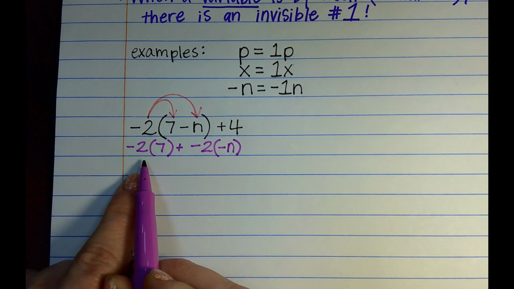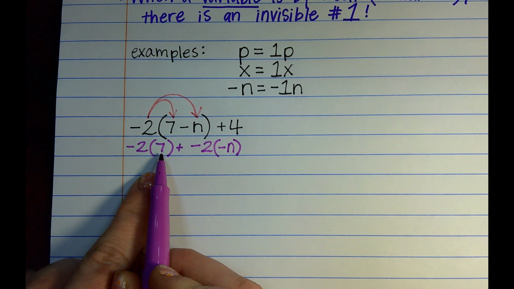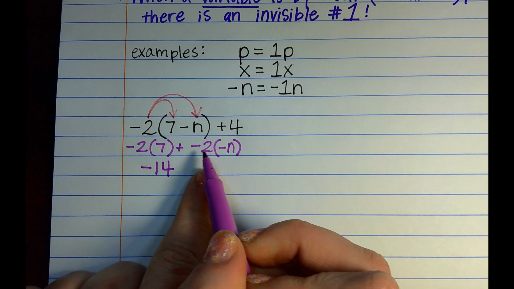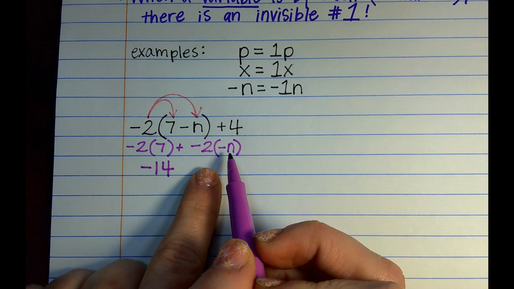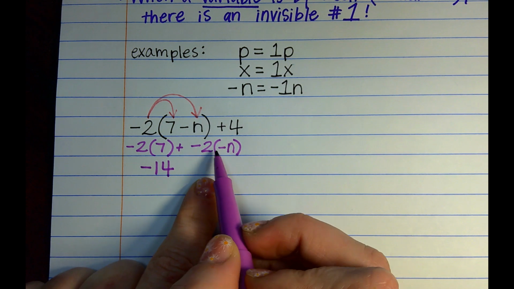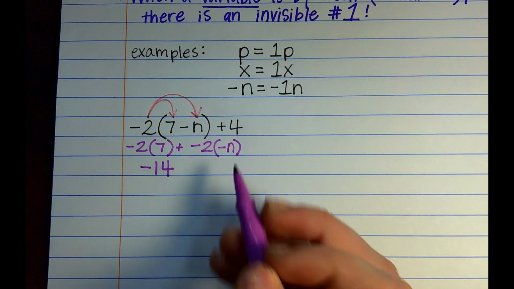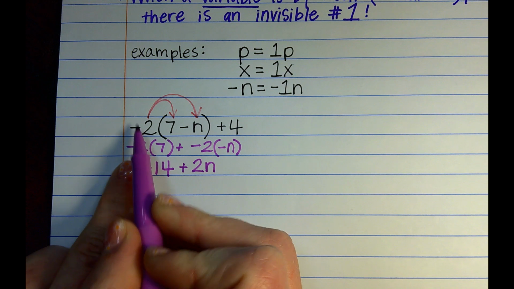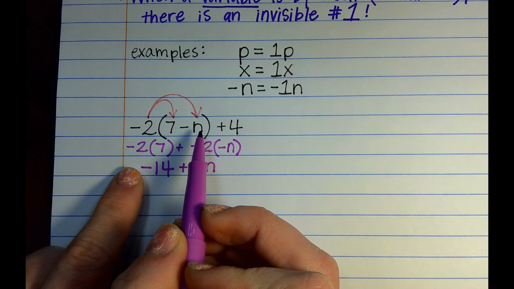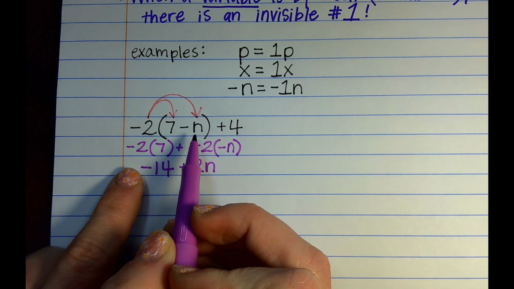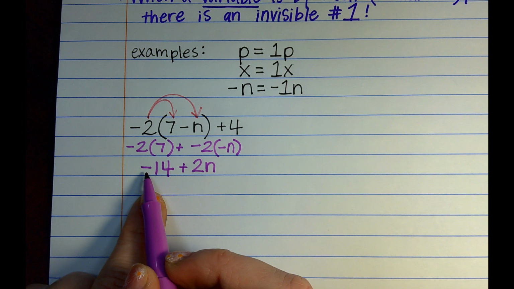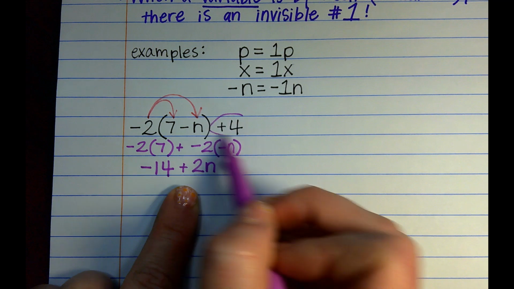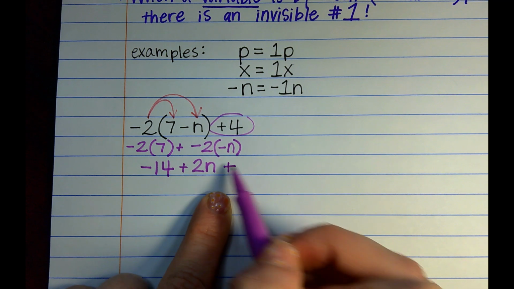Okay, so let's see. What is -2 times +7? -14. And then what is -2 times -n? Plus 2n. Positive, the negatives cancel, so it becomes positive 2n. So when you multiply a number times a variable that's by itself, you just stick the number on it. That's all you do. So it's -14 plus 2n, and then we still have plus 4 left. We got to bring that down. Plus 4.